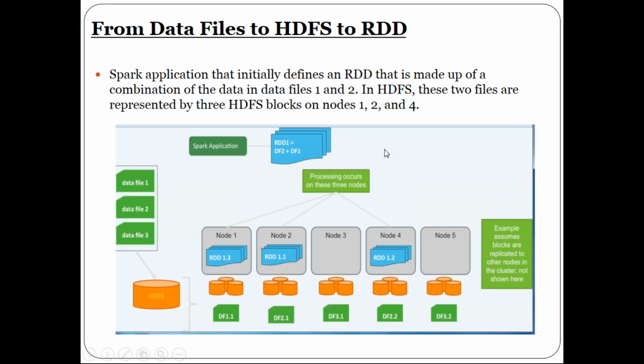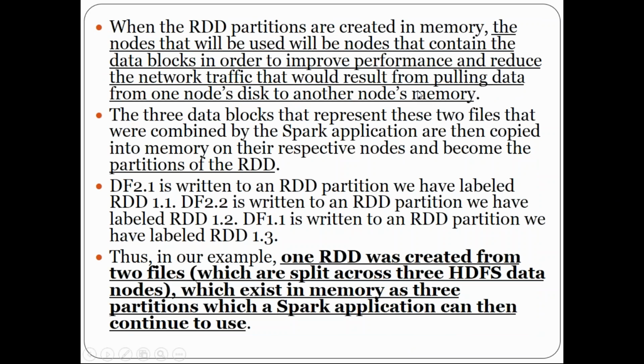Okay, we are talking about these three data blocks now. The three data blocks that represent two files were combined by the Spark application and then copied into memory by the respective nodes, and become the partitions of the RDD. Partitions of an RDD are nothing but the data elements that are combined based on the file splitting into block splitting. That is one idea you need to understand.